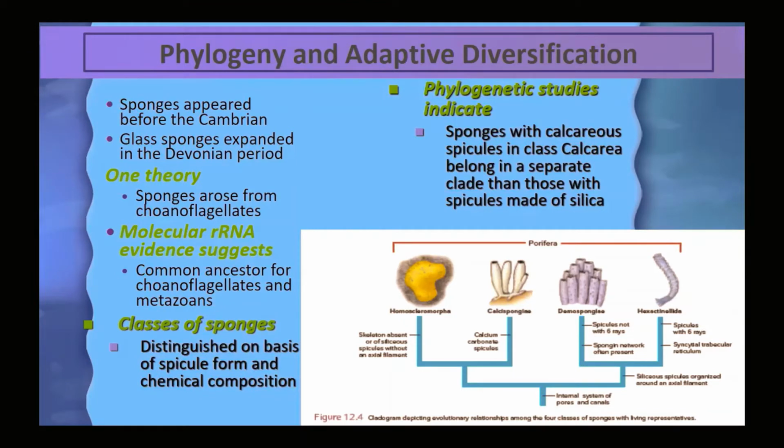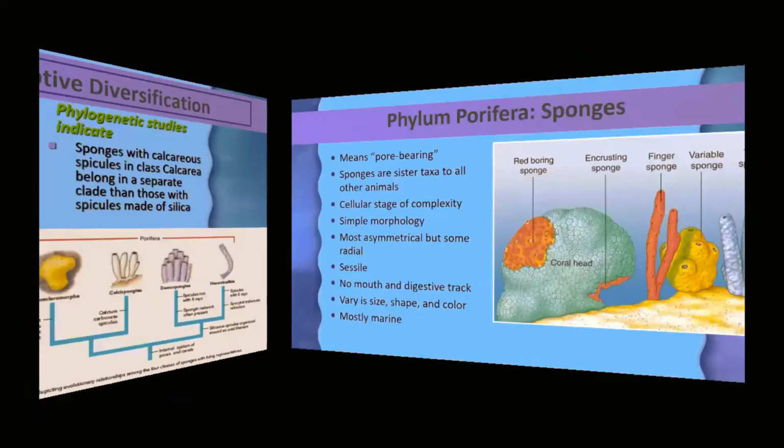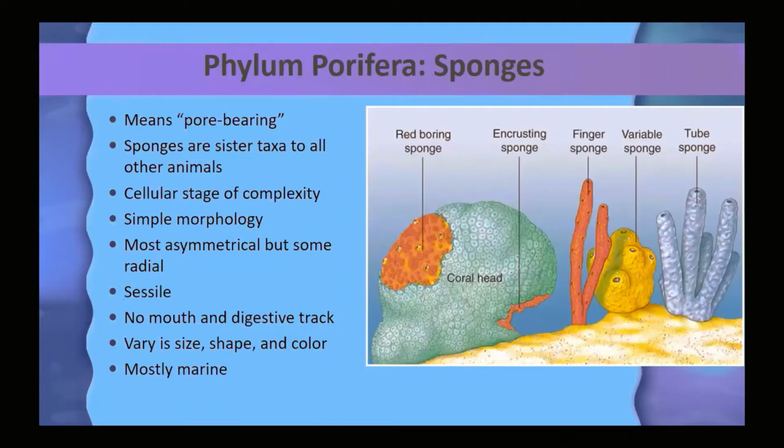Two potential placements emerge for calcareous sponges. In one, calcareous sponges are the sister taxon to a clade of siliceous sponges, and in another, the phylum Porifera is paraphyletic because the calcareous sponges are more closely related to other animal taxa than they are to siliceous sponges. Now, the name phylum Porifera simply means pore bearing.